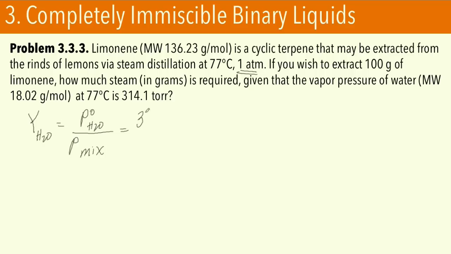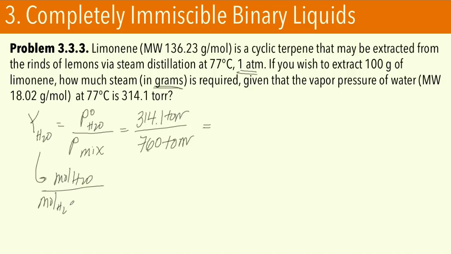Overall we could figure out the value for this over here. This is going to be equal to 314.1 torr divided by 1 atmosphere. Let's convert the 1 atmosphere to 760 torr. This will allow us to calculate the mole fraction of water in the distillate. But we want to know the mass of the water in grams. This is straightforward because we could get an expression for this. Mole fraction is just moles of water over the total number of moles in the system, which is moles of water plus moles of your limonene.